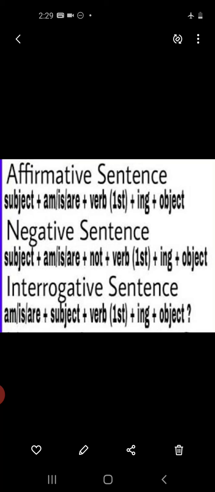Alright guys, you all know that for singular we use is, for plural we use are, and am we use with I. Have a look at the examples. I am playing football. For negative, what will it be? I am not playing football. And for interrogative, we put am before the subject I, and the sentence will become interrogative. Am I playing football? All right.